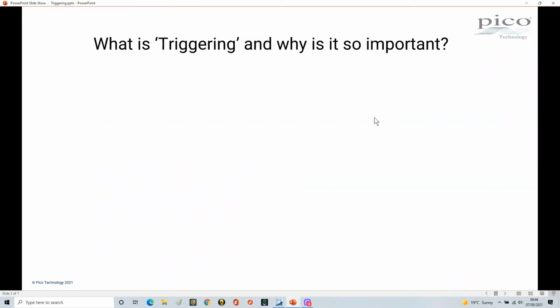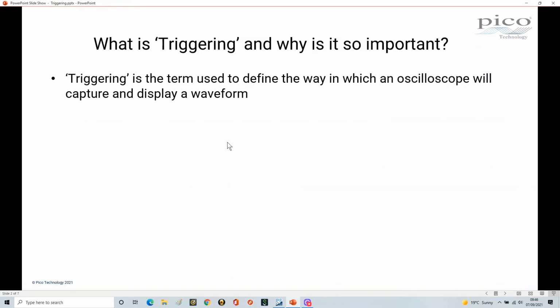So what is triggering and why is it so important? Triggering is the term used to define the way in which an oscilloscope will capture and display a waveform. Normally, with no triggering at all, an oscilloscope is just scanning and displaying the signal, and we will see that in detail shortly. But sometimes you want to lock a signal so that you can see it in more detail, and this is where triggering comes in.